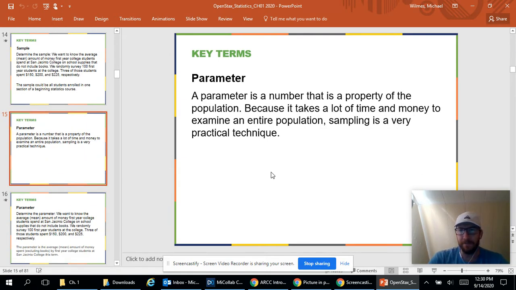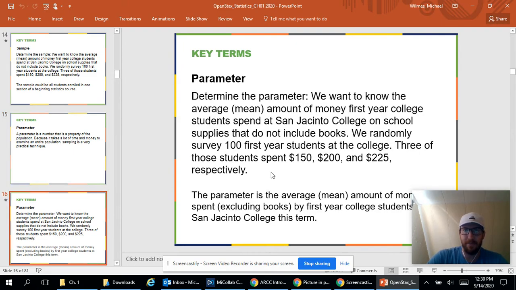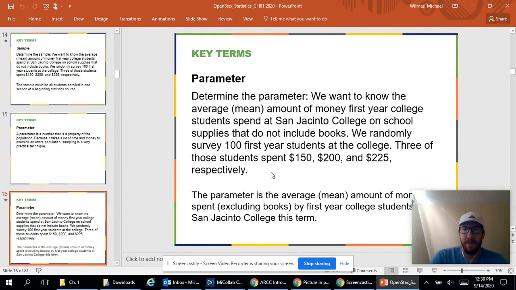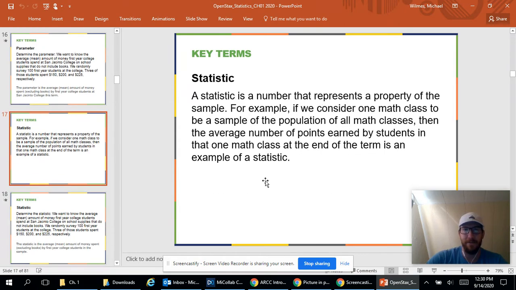The next 2 words are a little bit tricky, probably definitely the hardest ones in this section. So a parameter is a number that's a property of the population. Because it takes a lot of time and money to examine the whole population, sampling is a very practical technique. So here we go, our same example again. And so the parameter is a number that's the property of our overall population. So here the parameter is the average amount of money spent by first-year college students at SJC this term. So it's the whole population, and it's what we're trying to figure out from that whole population.